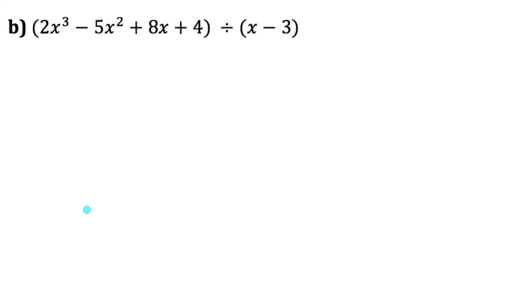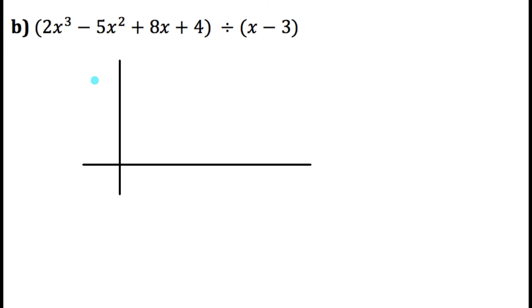Part B, last one where the divisor is degree 1 with a leading coefficient of 1. So let's set up our table to do the division. Let me start by writing the 0 of the divisor in the top left, and then the coefficients of the dividend across the top here. I should also check, make sure the dividend is in proper order. It's degree 3, 2, 1, 0, so it's in descending order of degree. Great, and all degrees are represented, so I can just put the coefficients across the top here. 2, negative 5, 8, and 4.